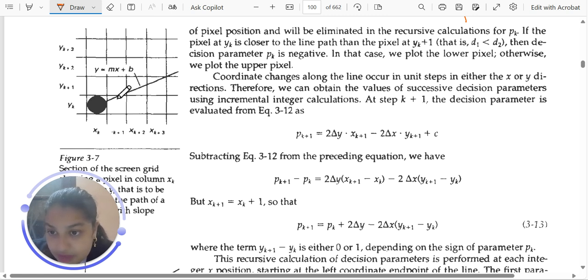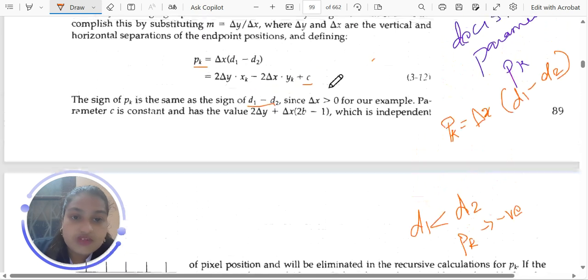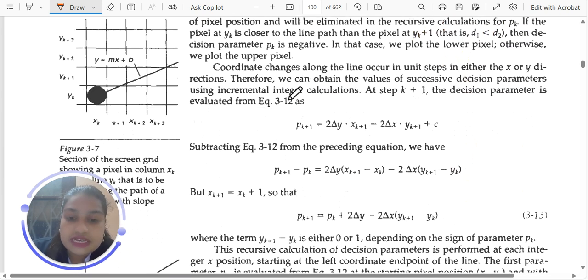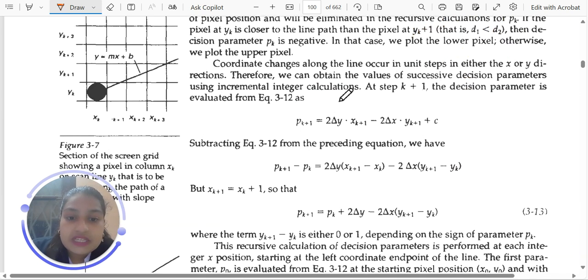The next point is going through the middle, right? So it can be either (xk+1, yk) or (xk+1, yk+1). And we have to decide which of these pixels it should go through. Then we are taking the step k+1. Here the decision parameter from the previous equation we are taking. That is from this equation we are taking. That is pk+1.